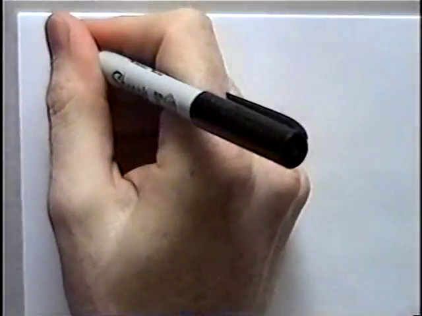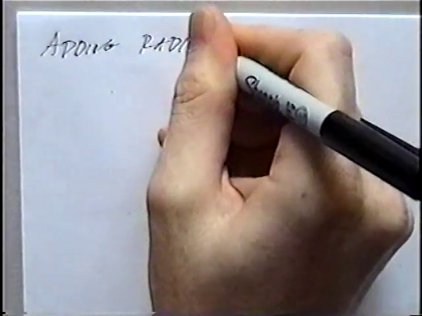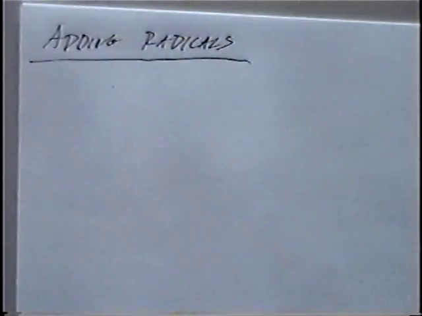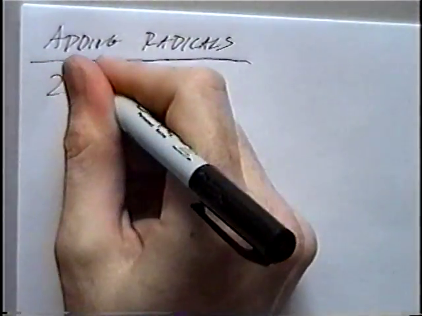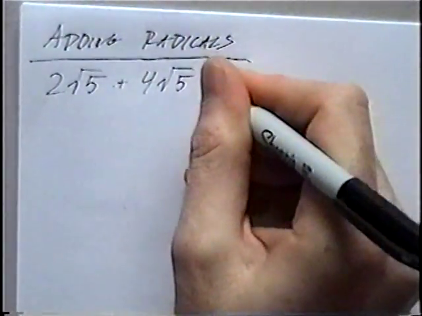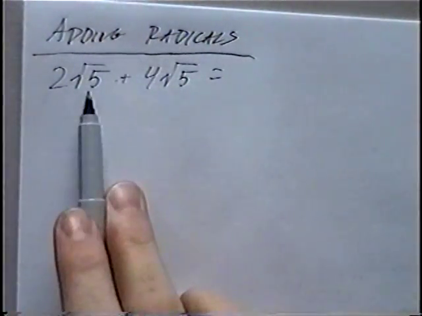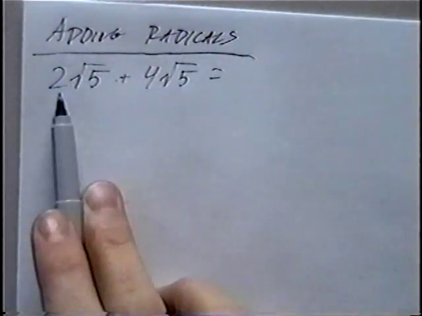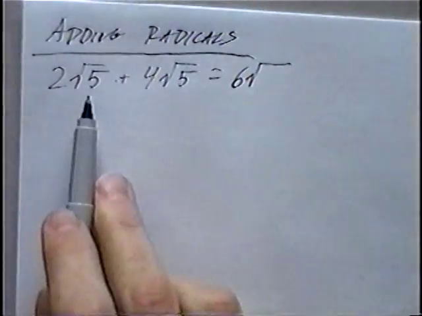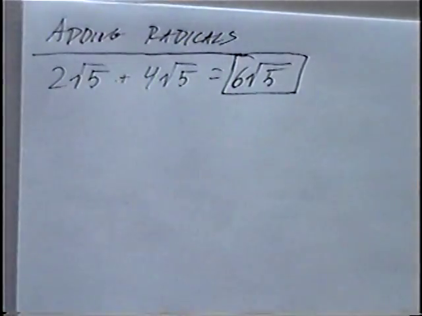Title of the first section of notes today is Adding Radicals. First problem is 2 radical 5 plus 4 radical 5. When adding radicals, the radical number underneath the square root must be exactly the same. As long as they're the same, we can add the coefficients. 2 plus 4 would be 6, and the radical 5s would stay the same, so our answer would be 6 radical 5.